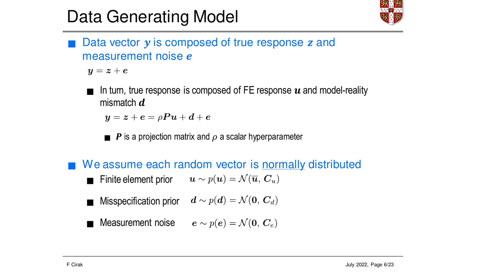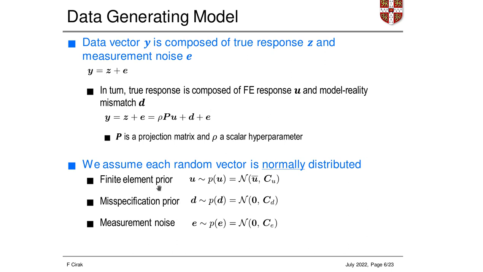We assume for the statistical model that the data vector y is composed of the true response z and an additive measurement noise e. Then we further assume that the true response z is composed of the finite element response u and some mismatch random variable or discrepancy vector d. Here P is just a projection matrix that projects the finite element response to the space of the data or the true response. Rho is a scalar hyperparameter, just for scaling this.